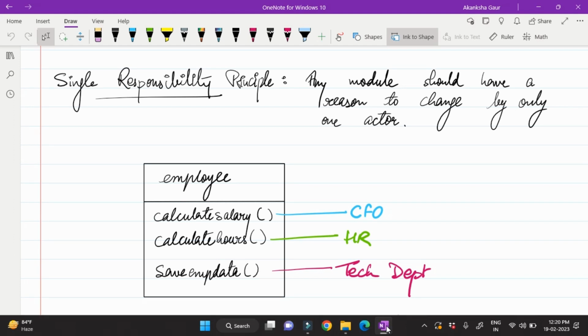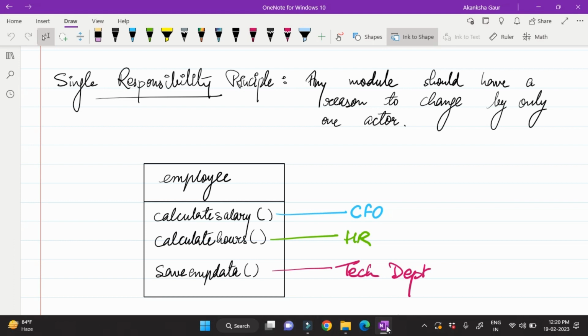SRP states that any module, meaning a set of functions, a class, a package, or source code, should have one reason to change, or any reason to change only and only by one actor. Now we know what a module means. Let's now see what is an actor or who is an actor.